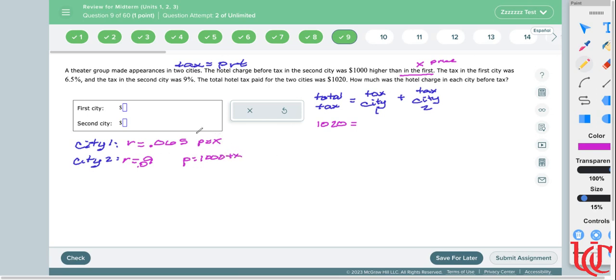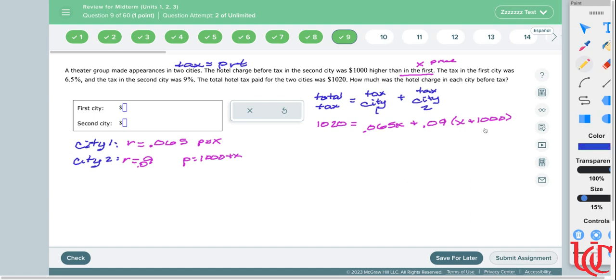All right, so looking at my formulas, it's the principal times the rate times the time. I'm going to do the rate first. So this is going to be 0.065x. And then city 2 is going to be 0.09 times x plus 1,000. Since I'm adding, I can change the order, and x plus 1,000 just looks better for me. Totally could be 1,000 plus x.